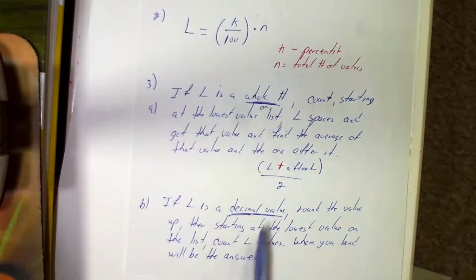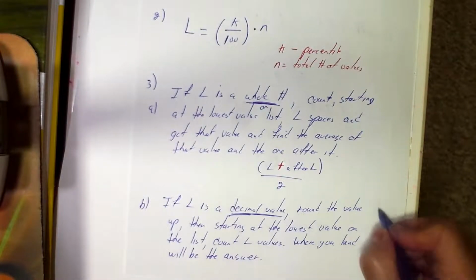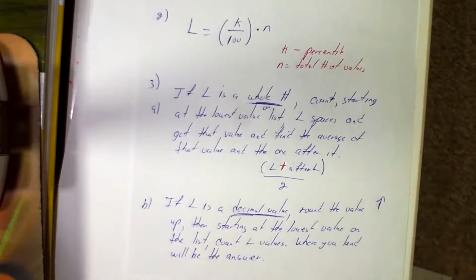Okay, so if it's a decimal number, you're going to round it up. 13.1 becomes 14. 12.5 becomes 13. 11.3 becomes 12. Regardless of what's behind the decimal, you're going to round it up. And then once you round it up, that's your new L. You're going to count that many spaces. If it's 12, you count 12 spaces starting from the lowest number, and where you land, that's going to be your answer.